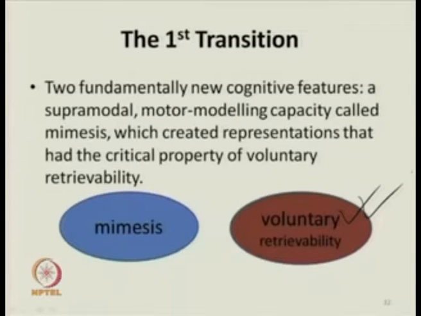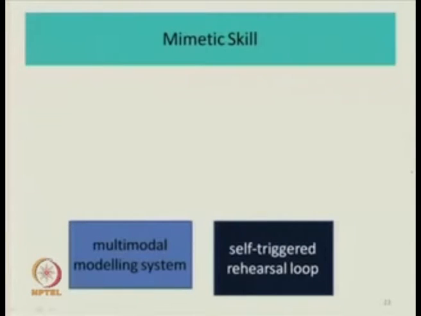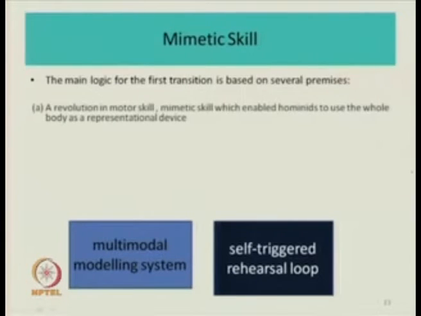Mimesis is a Greek word. The mimetic skill comes from mimesis, the Greek word meaning imitation. So these are the two things that we have, and let's read from what Donald has to say. According to Donald, two fundamentally new cognitive features developed: a supramotor modeling capacity called mimesis, which created representations that had the critical property of voluntary retrievability. This is the first stage in the story of the development. Now, therefore, we see that the main logic for the first transition is based on several premises. That is a revolution in the modeling system, right?